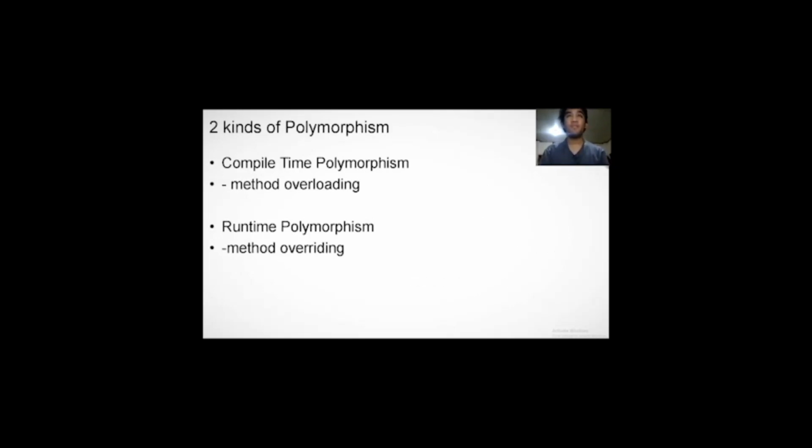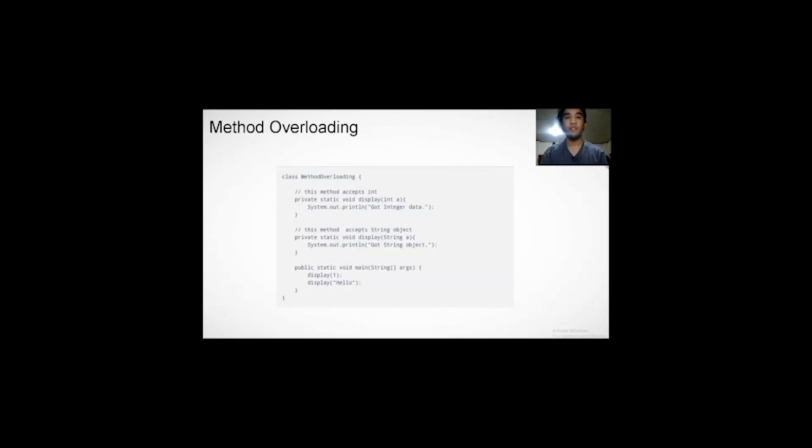Now, there are two types of polymorphism. The first one is compile-time polymorphism, which delves into method overloading. And the second one is runtime polymorphism, which delves into method overriding.